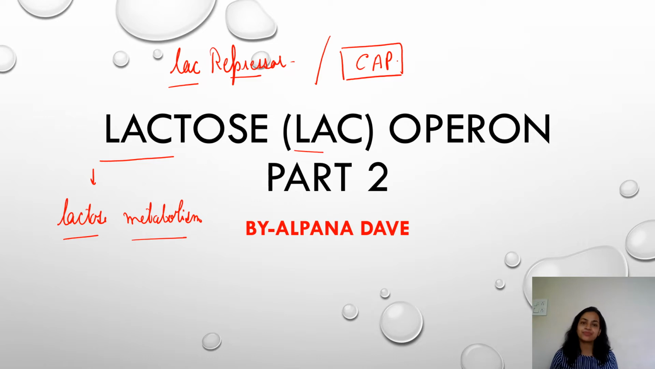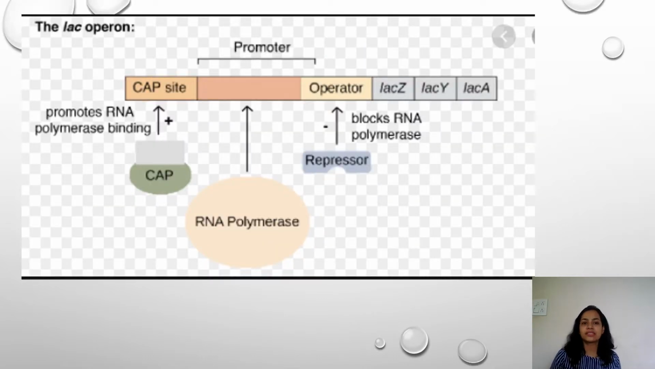So let's start. This is what the Lac operon looks like. We have already seen that it consists of three structural genes, Lac Z, Y and A, and all of these three genes make the enzymes responsible for lactose metabolism. Then just upstream of that we have the operator region where the Lac repressor binds, negatively regulates the operon and switches the genes off. This is the promoter region, which has a polymerase binding site.